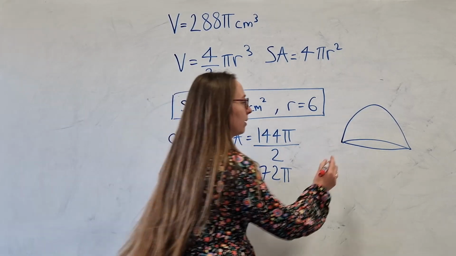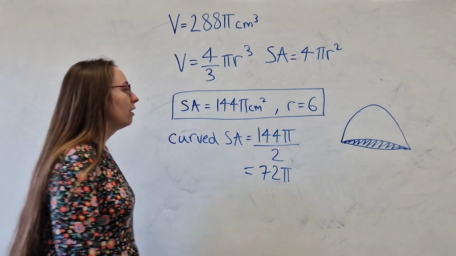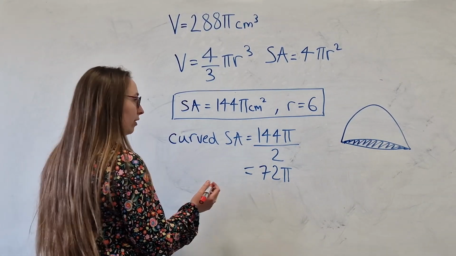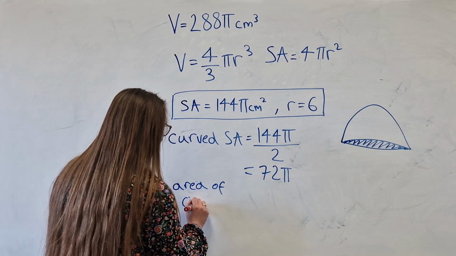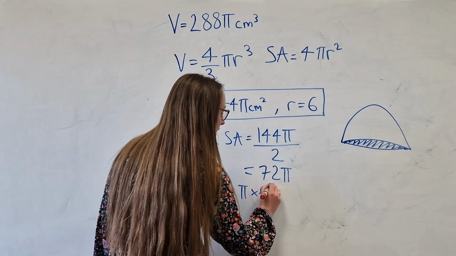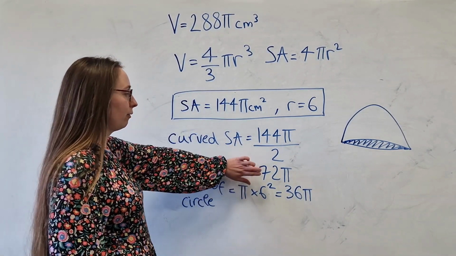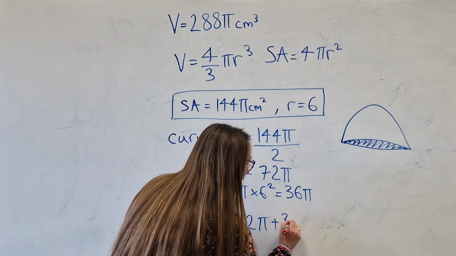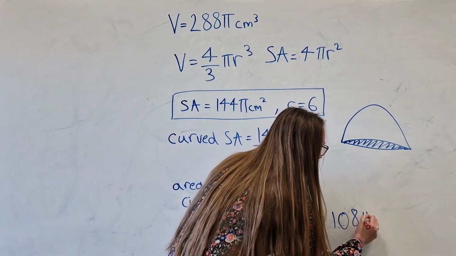But we also have to take into account that the bottom of the hemisphere is going to have a circle on there. So we know that the area of a circle is pi r squared. So we've got pi times 6 squared, which is 36 pi. And then we just add these 2 things together. So we've got 72 pi plus 36 pi, which will give us our total area. So that's going to be 108 pi.